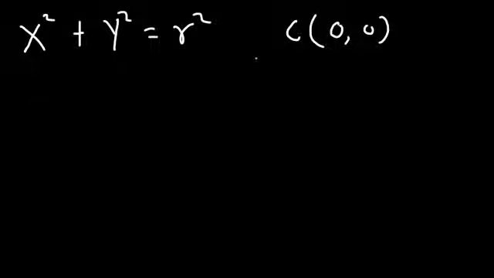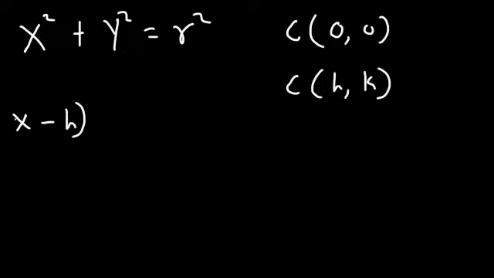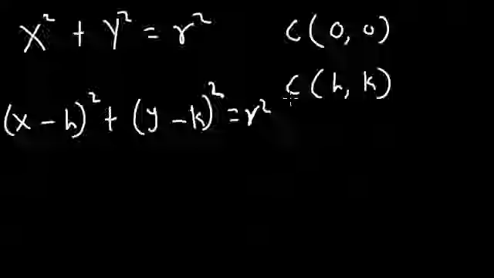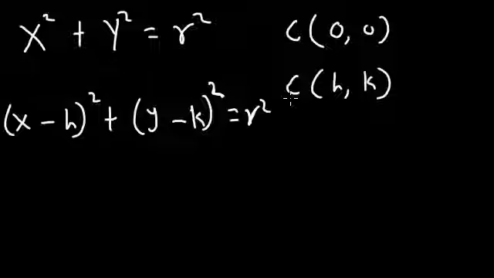Now, for a circle whose center is (h, k), whereby the center is not (0, 0), then the equation becomes (x minus h) all squared plus (y minus k) all squared equals r squared. So this is the standard form of the equation of a circle, both at the origin and not at the origin.